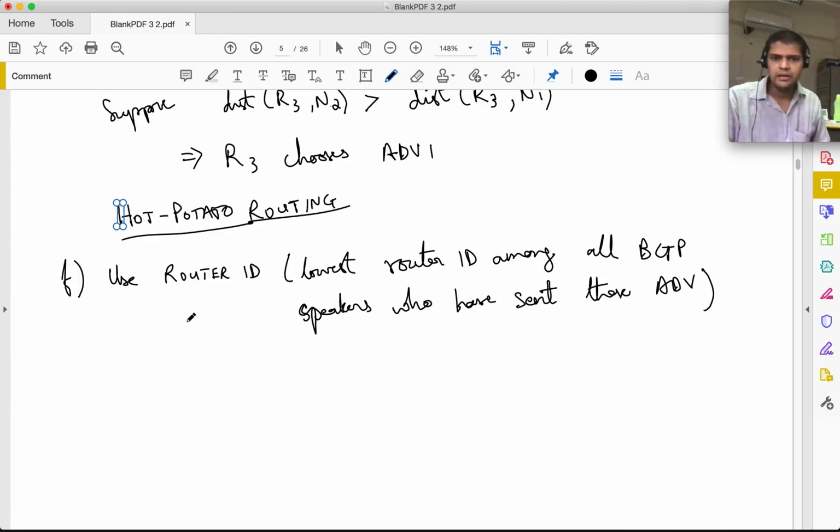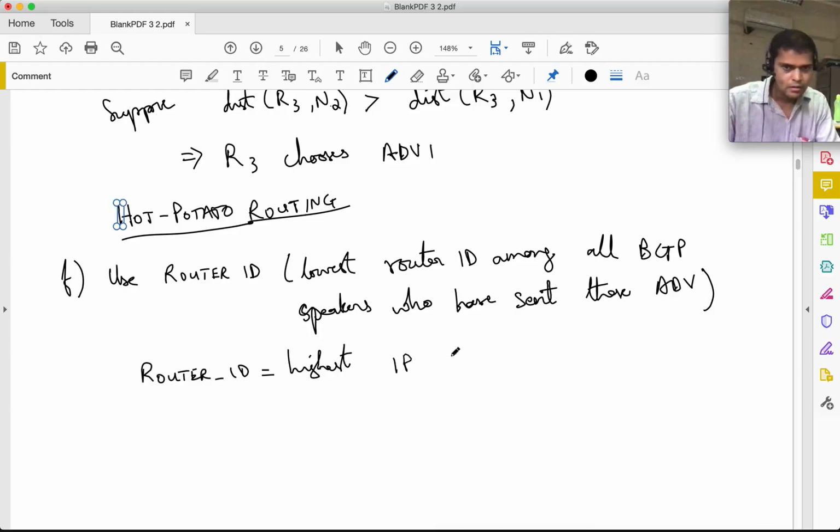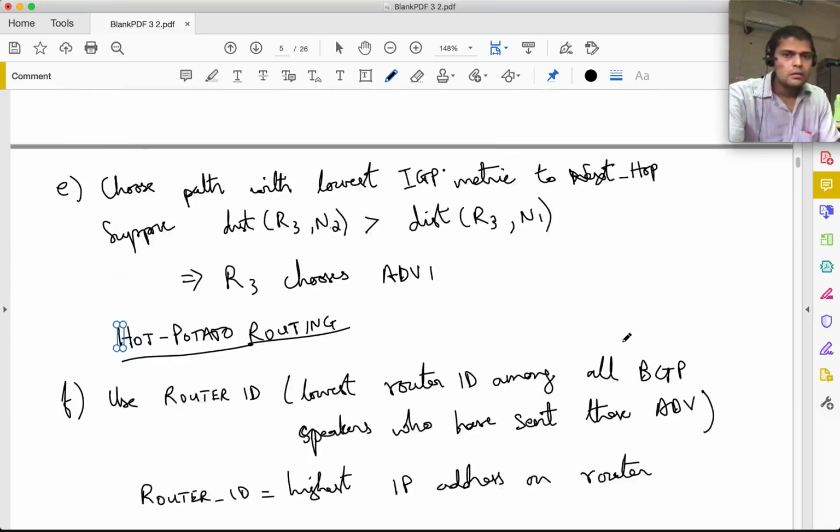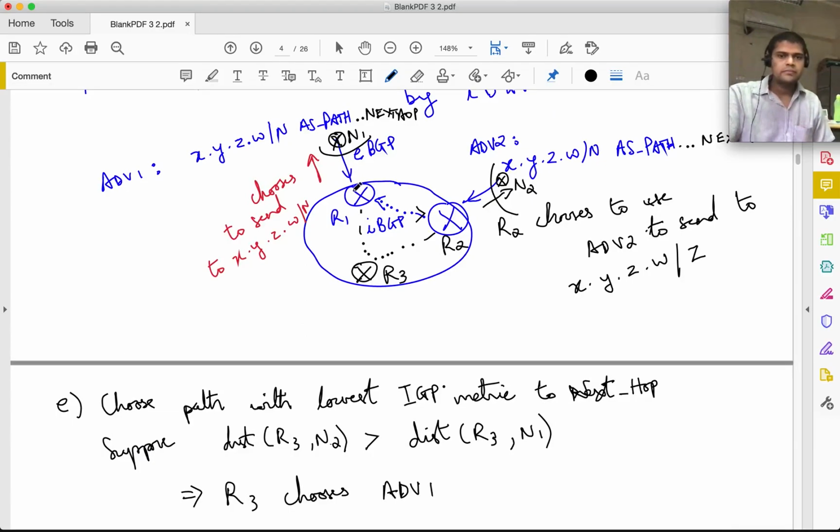We saw something at layer 2, we talked about bridge IDs. So here the router ID is going to be the lowest or highest IP address on that particular router. Notice that each of these routers will have several different interfaces and each of them will have its own IP address. So we take the highest of those, and that is a convention. I believe Cisco does that, and that becomes the router ID. When they send these messages, they will send their router IDs also. So this is used as a final tiebreaker to choose any one of these two.